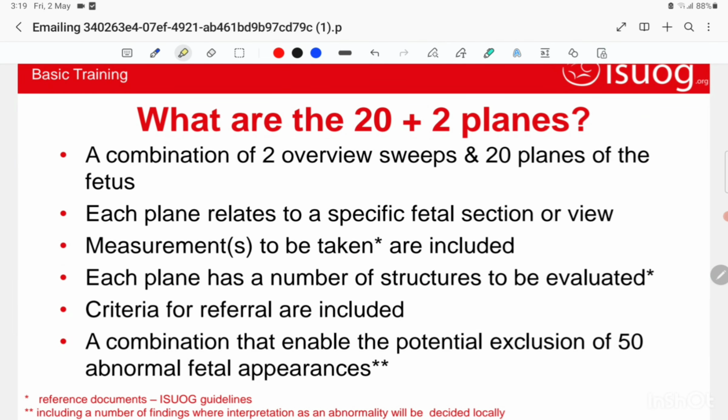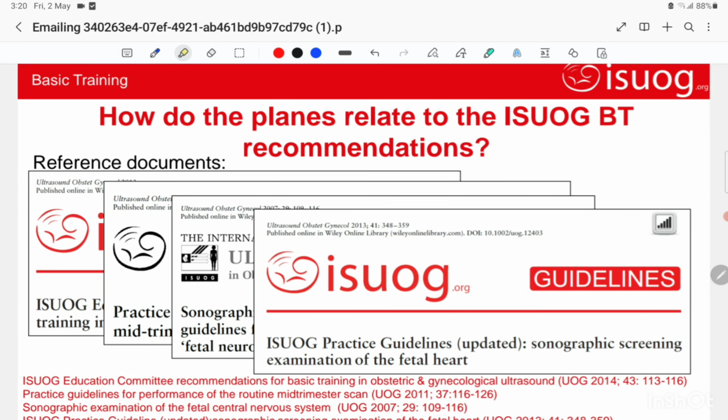What are these 20 plus 2 planes? A combination of 2 overview sweeps and 20 planes of the fetus. Each plane has a separate fetal section or view, and you have to take a specific measurement, and each plane has a number of structures to be evaluated, and criteria for referrals are also included. After using these 20 plus 2 planes, you have to exclude all 50 abnormal fetal appearances. So basically our aim is to exclude all 50 fetal anomalies in the baby.